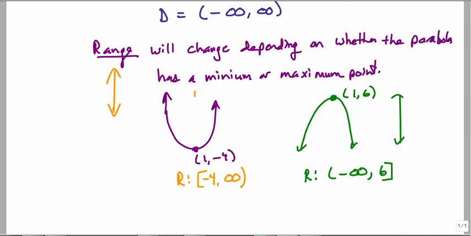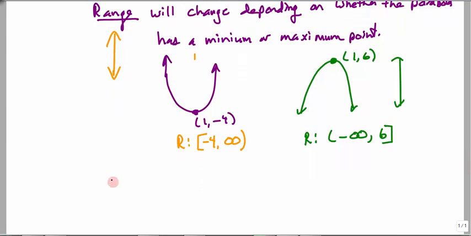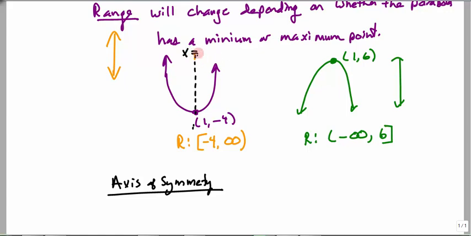Now another thing that we can talk about is axis of symmetry. Axis of symmetry means what cuts this in half. So here the axis of symmetry I can see is x equal. So here my axis of symmetry is x equal my x value, which is 1. This is my axis of symmetry.